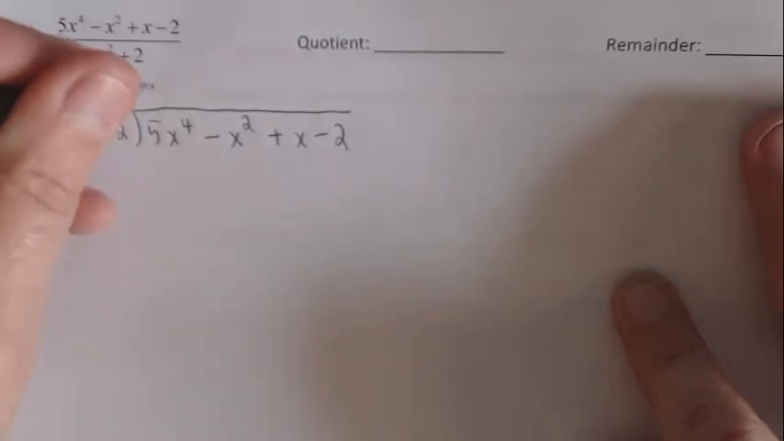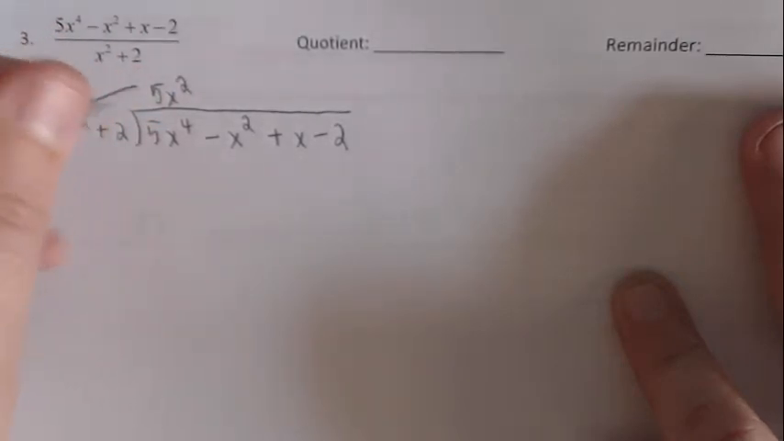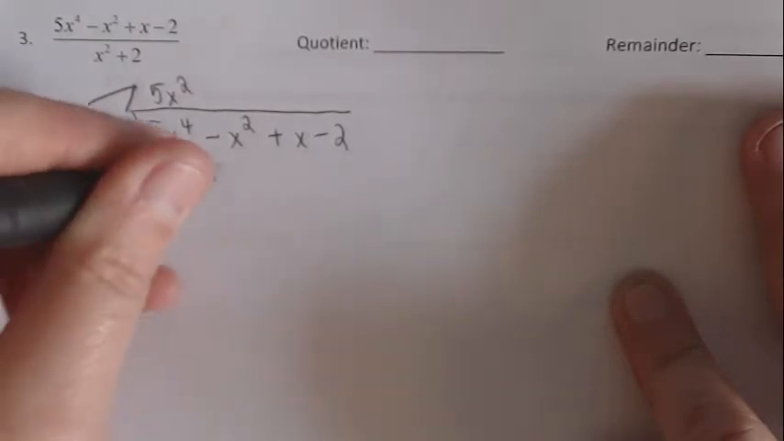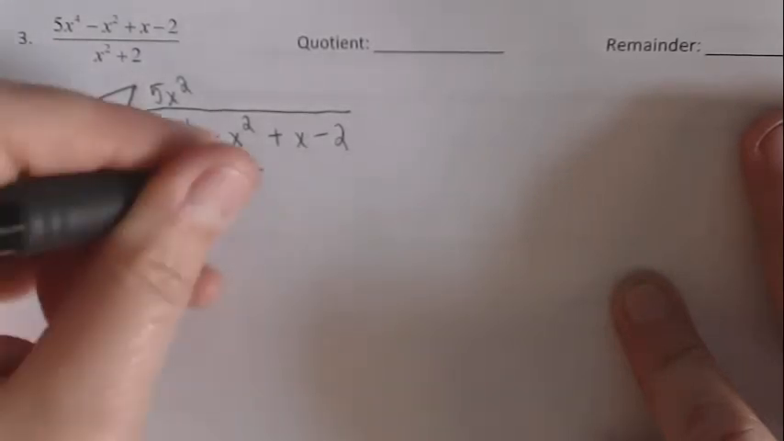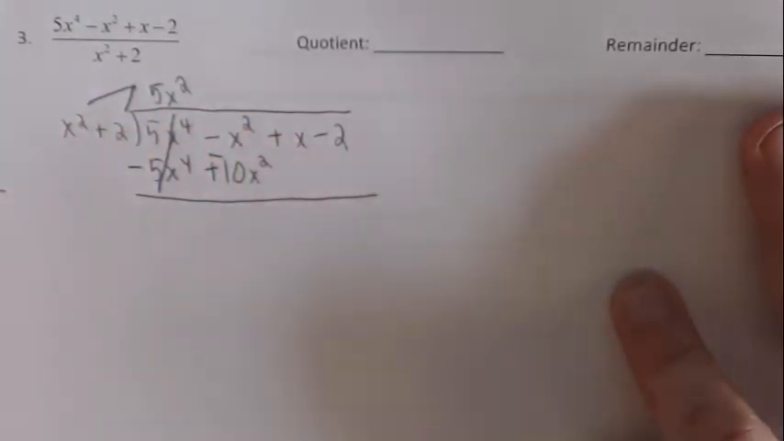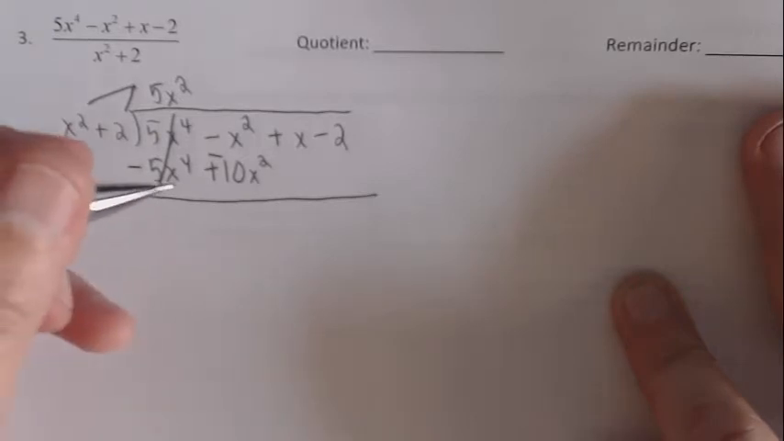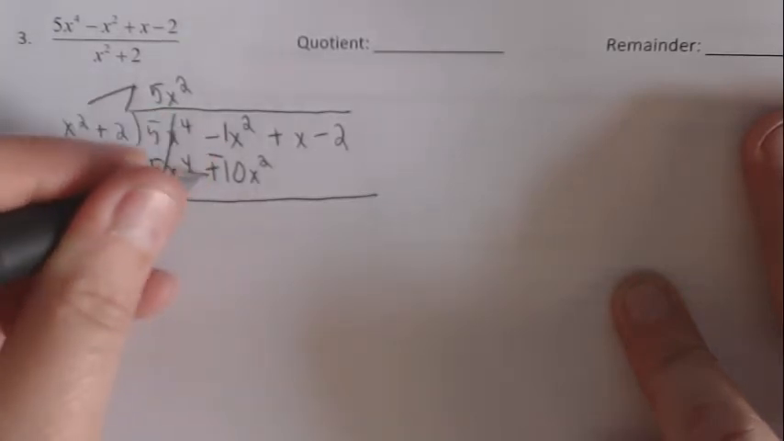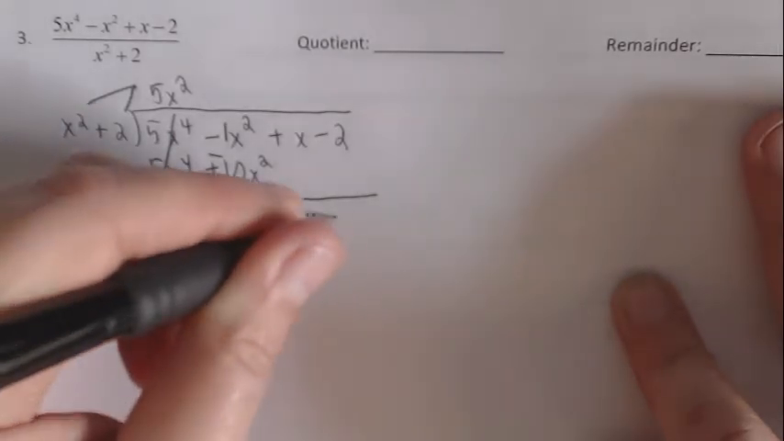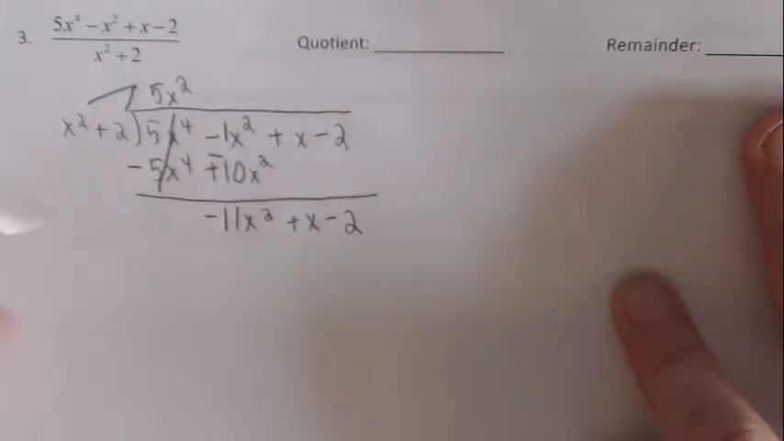5x to the fourth divided by x squared is 5x squared. Multiply that back out. That gives you 5x to the fourth plus 10x squared. Draw your line, change the signs. They cancel because you're adding. And that's going to be negative 1, and plus a negative 10 is negative 11x squared. Bring down everything and start over. Negative 11x squared divided by x squared is negative 11.